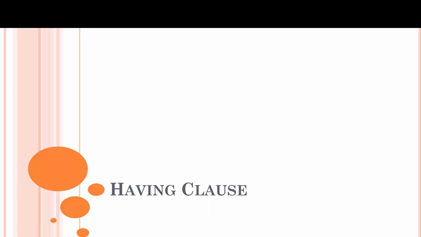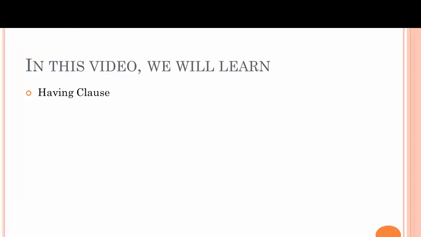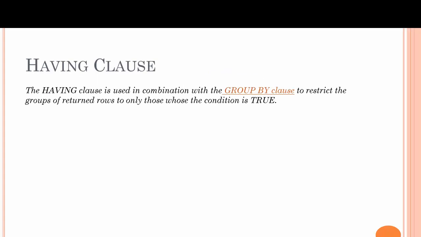Having clause. In this video, we will learn what is having clause and how to use having clause. The having clause is used in combination with the group by clause to restrict the groups of returned rows to only those whose condition is true.